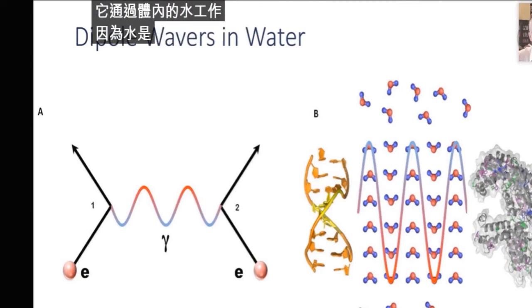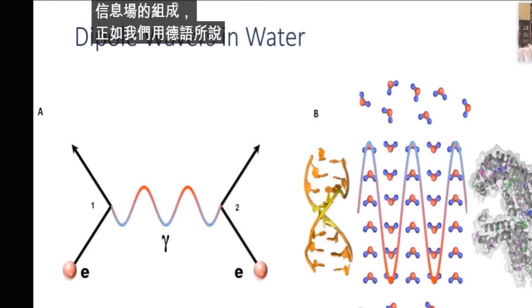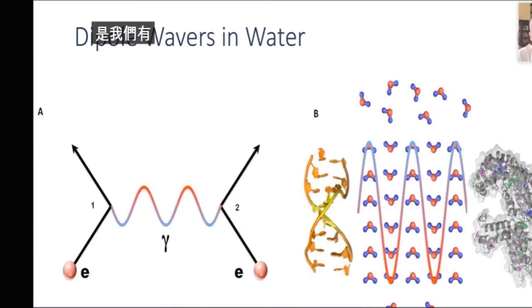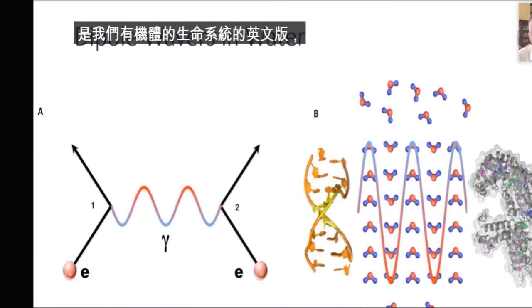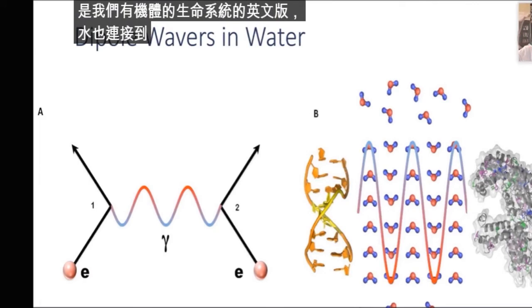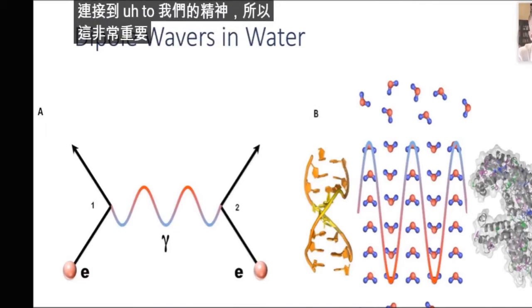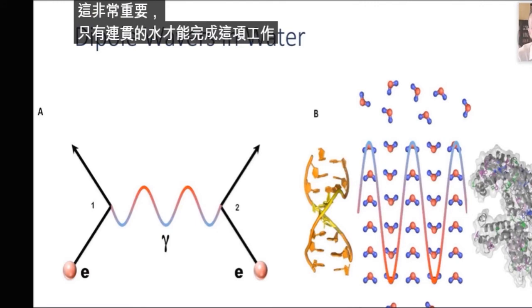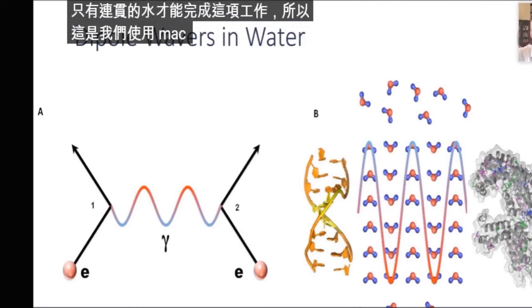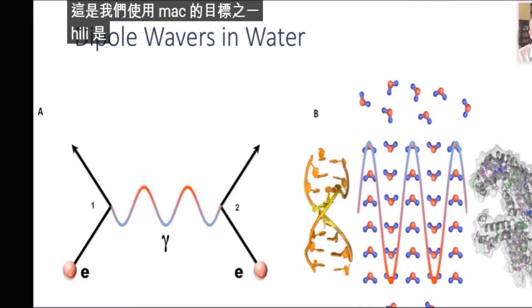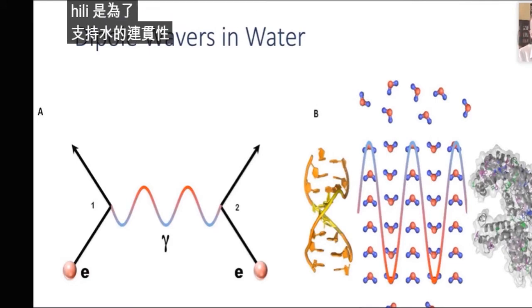Because water is the material form of the information field. And the information field, which contains, as we say in German language, the Bauplan, or the blueprint, probably in English, of the living system of our organism. Also, the water connects to the information field, and therefore is connected to our spirit. So this is so important, and water can do only the job if it is coherent. So this is one of the goals which we have by using the MEG Healy, is to support the coherence of the water.